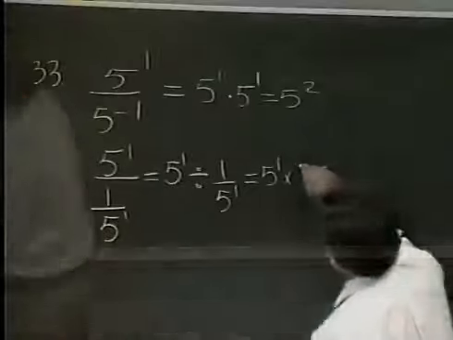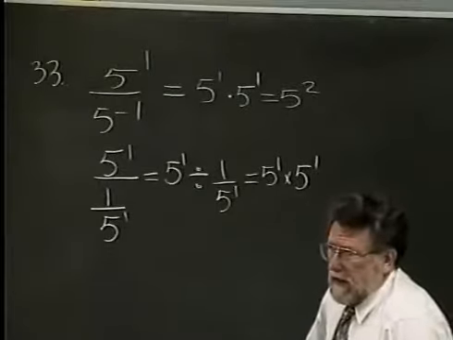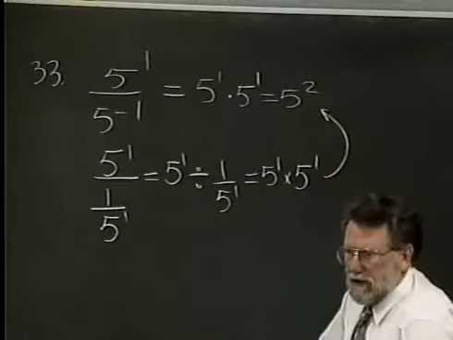Okay. This then is 5 to the first, and then we would do what? Add the exponents, and we would get back to here. Now, those are two very different solutions.